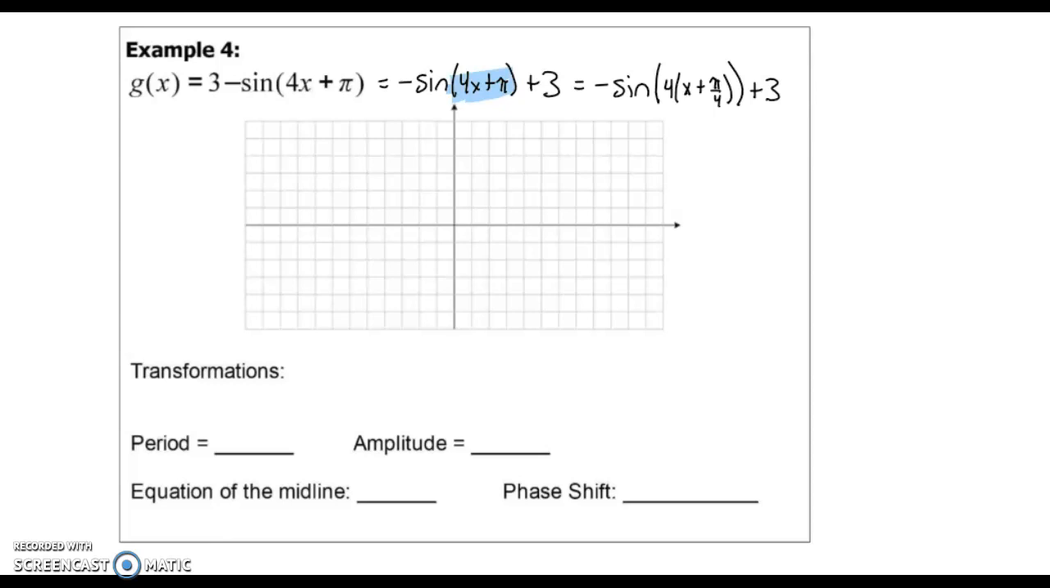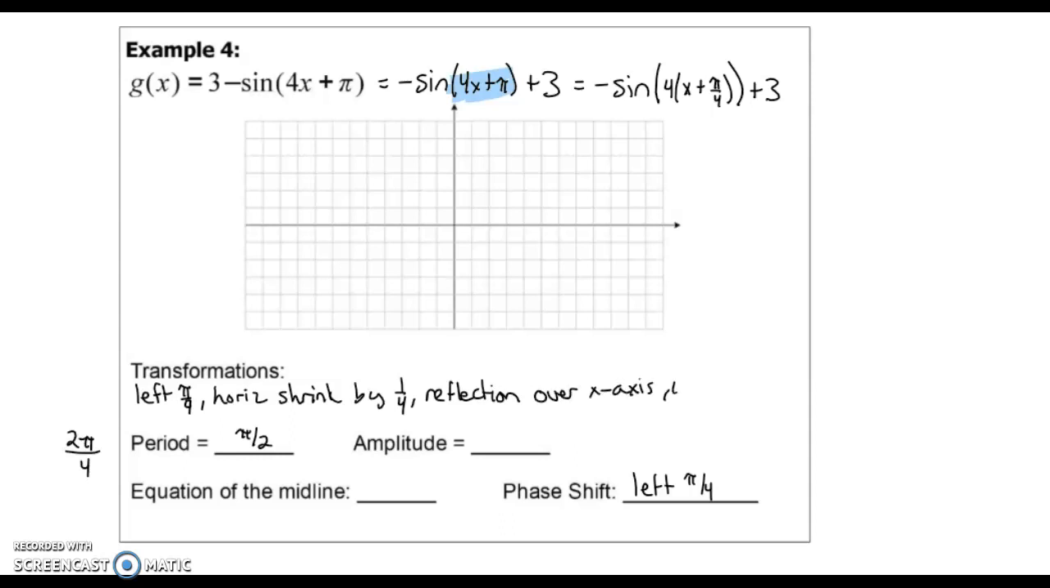The first thing it did was move left pi over 4. You have to do that factoring to be able to get the correct phase shift. So the phase shift is left pi over 4. Then the next thing it did was a horizontal shrink by 1/4. That's going to take our 2 pi period divided by 4 and get pi over 2 for our period. Then it also had a reflection over the x-axis. That's going to change our direction.